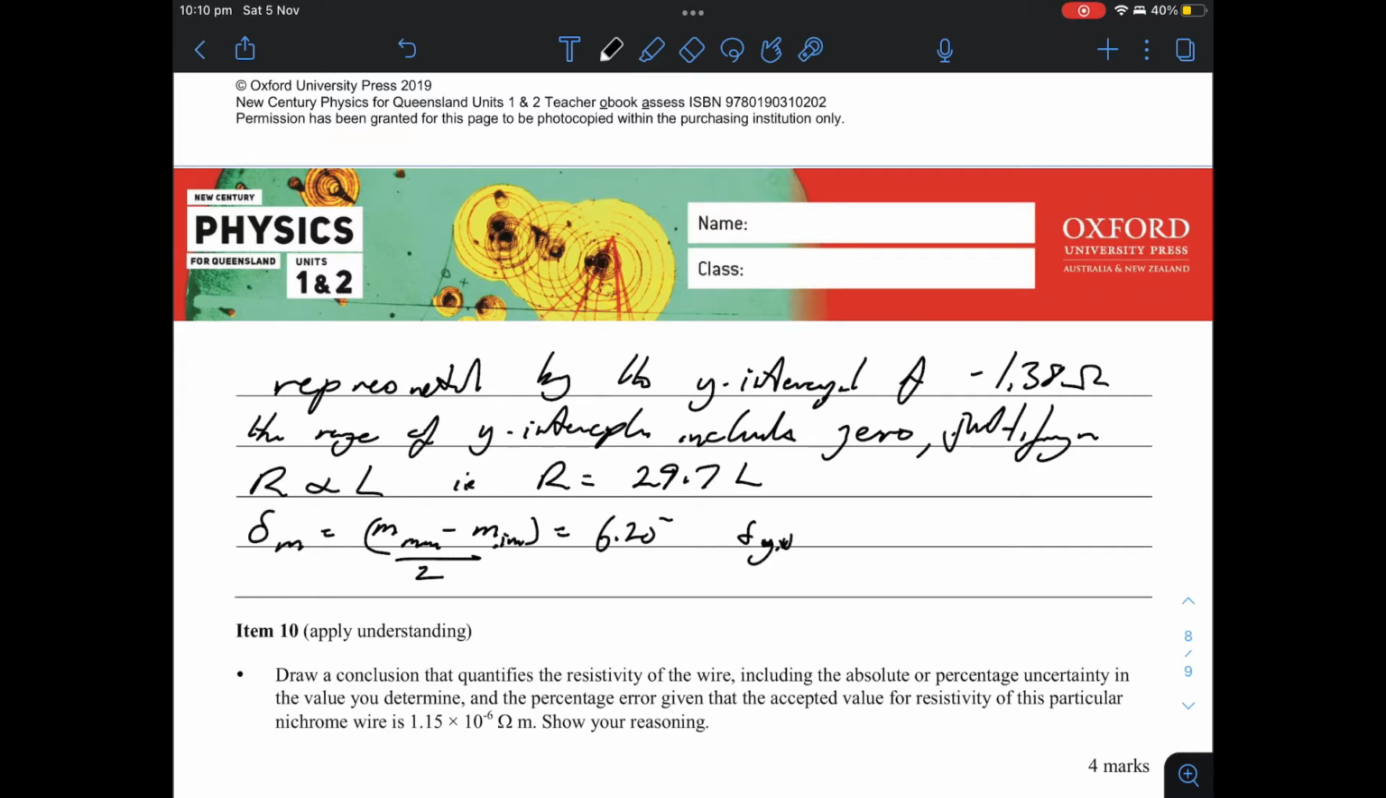Now turning to our y-intercept, again take our max and our min. Quite a large uncertainty, as we mentioned. Divide that by 2, and we will get our value being about 3.25.